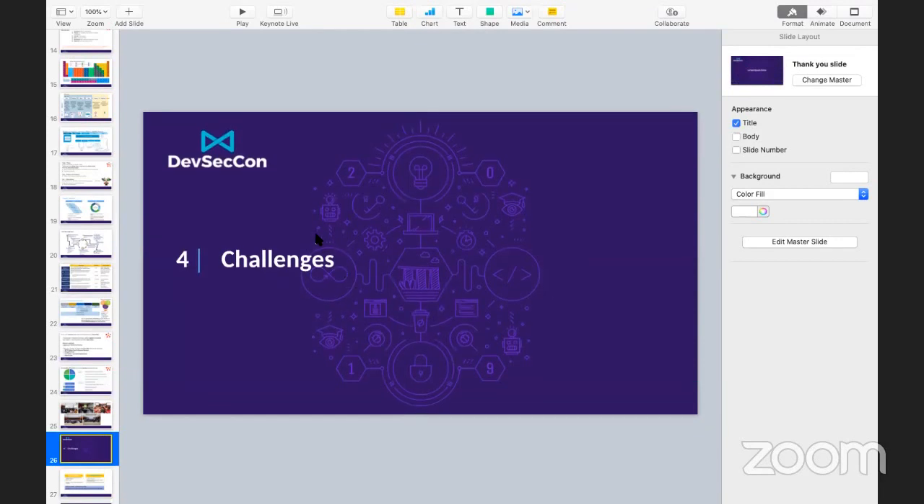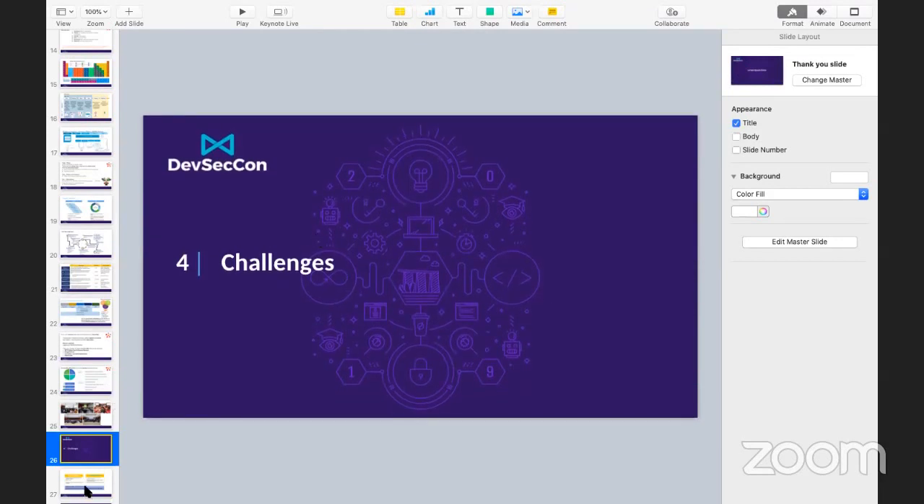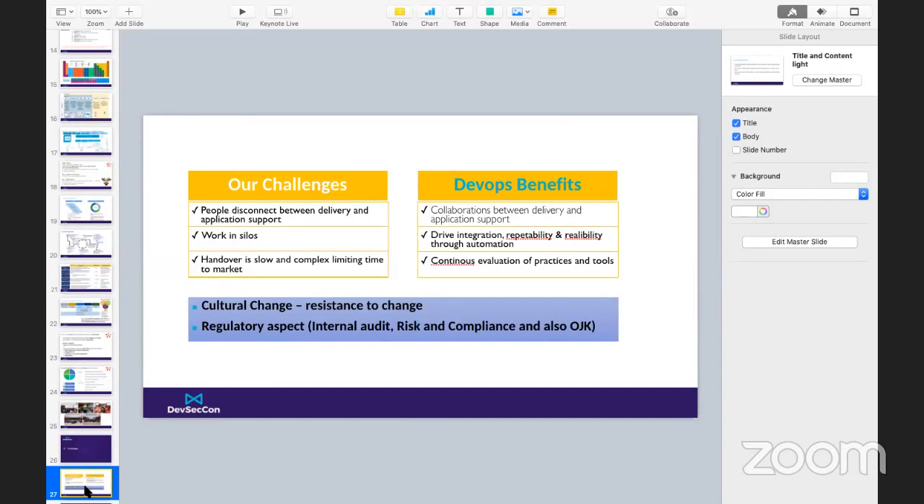Okay, so how about the challenges? So these are the challenges for our organization. This is my last agenda item, about the challenges while adopting DevOps in our organization and the benefits of DevOps or DevSecOps in our organization. The first challenge is the people disconnect between delivery and application support. And the DevOps or DevSecOps benefit is collaboration between delivery and application support.